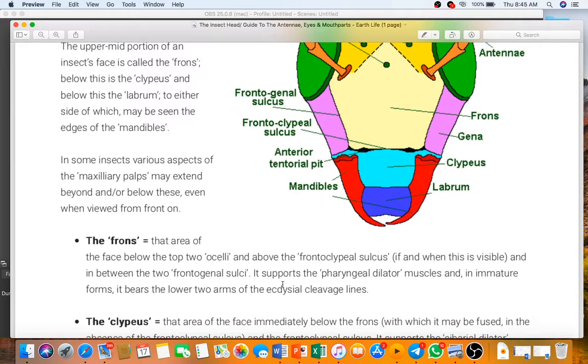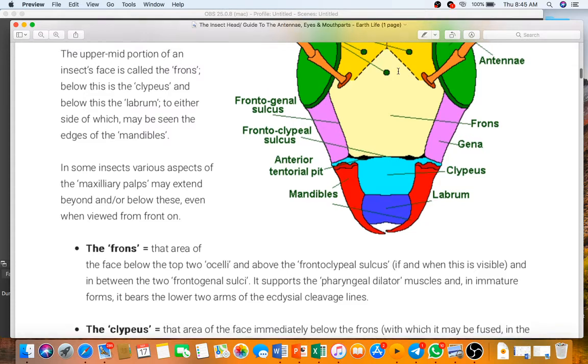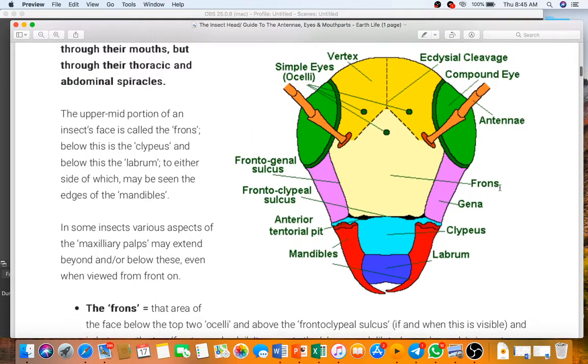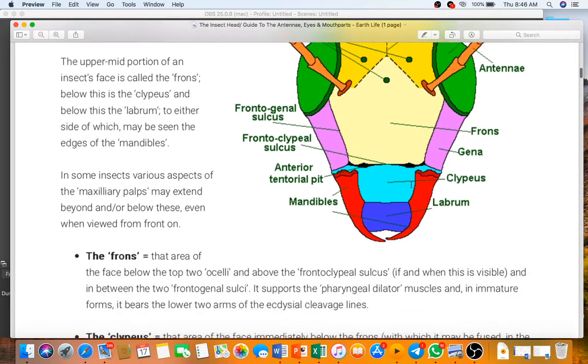Frons is the area of face below the top two ocelli and above the frontoclypeal sulcus. See, this part is frons and here there are three ocelli. Two ocelli are present in vertex region and one ocellus is present in frons.